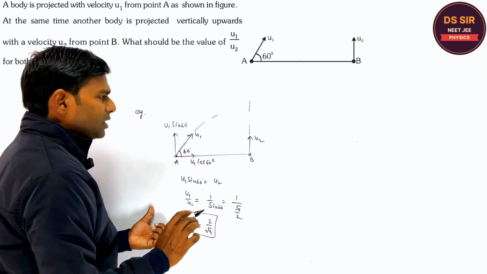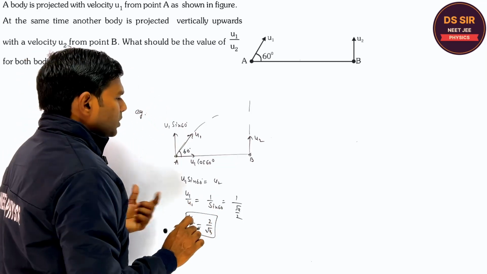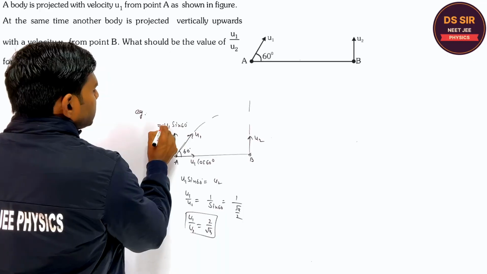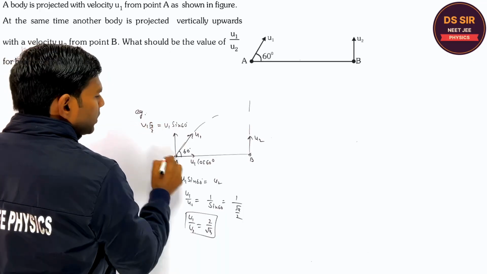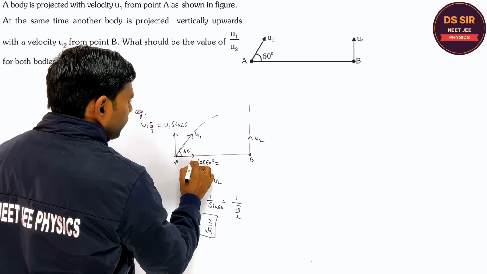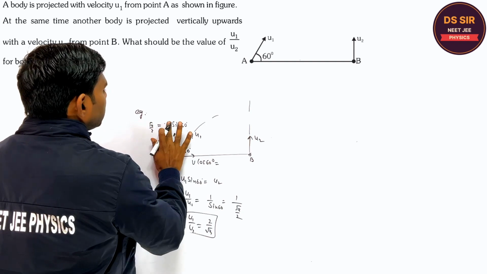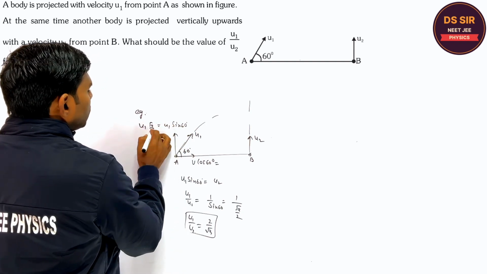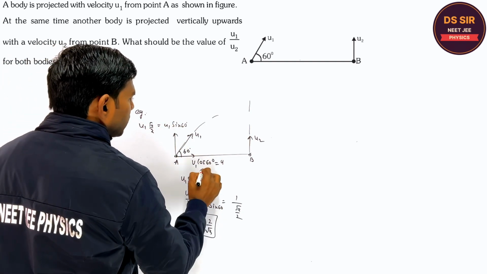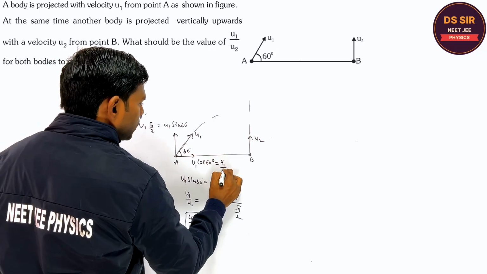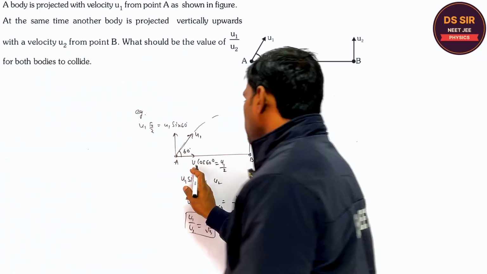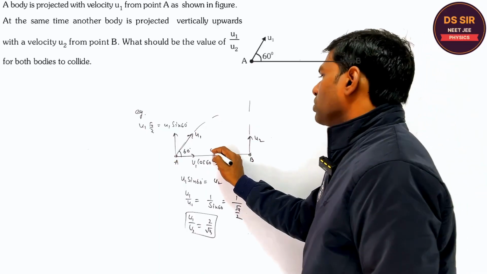This is the one method. Or the another method is that suppose this is the u1 root 3 by 2 and this is the u1, right, u1 by 2. Is it clear or not? So this is the figure with respect to ground.